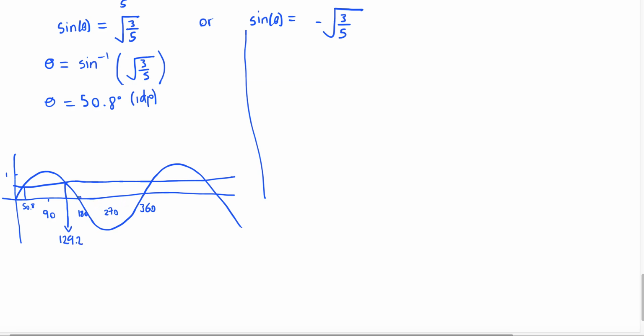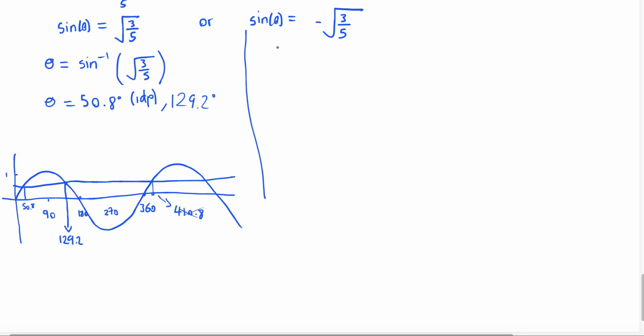Okay, let's keep going. Then the next solution is going to be here. So again, by symmetry, the gap between here and here, where the line crosses again, is again going to be 50.8. So that's going to be 360 plus 50.8, but that goes outside the range. Just to show you what that looks like, 360 plus 50.8 gives us 410.8. But we don't need that because we were only looking between 0 and 360. So discard that one. Goodbye. So we've got 129.2. Okay, let's not forget the other one.